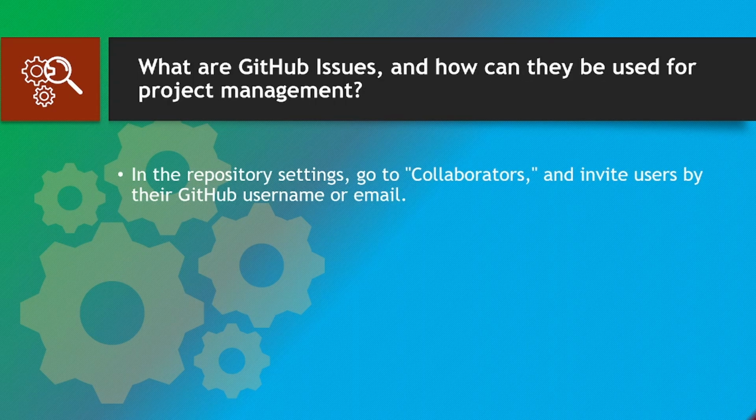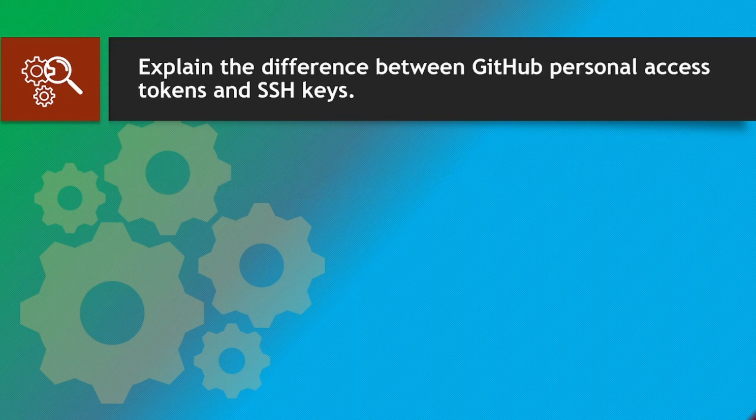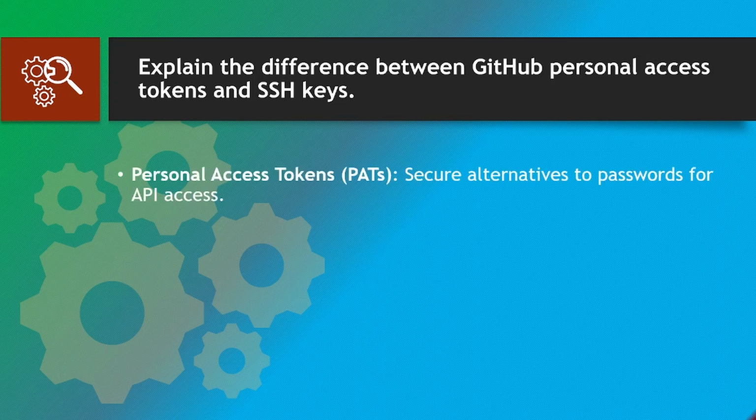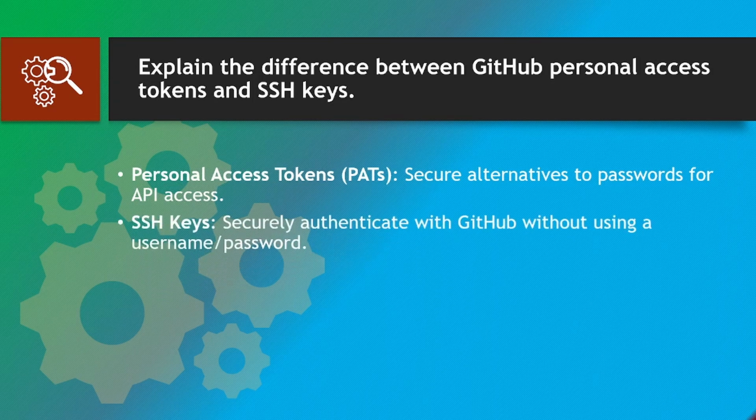What are GitHub issues and how can they be used for project management? Explain the difference between GitHub personal access token and SSH keys. Personal access token, PAT: secure alternative to password for API access. SSH keys securely authenticate with GitHub without using a username and password.